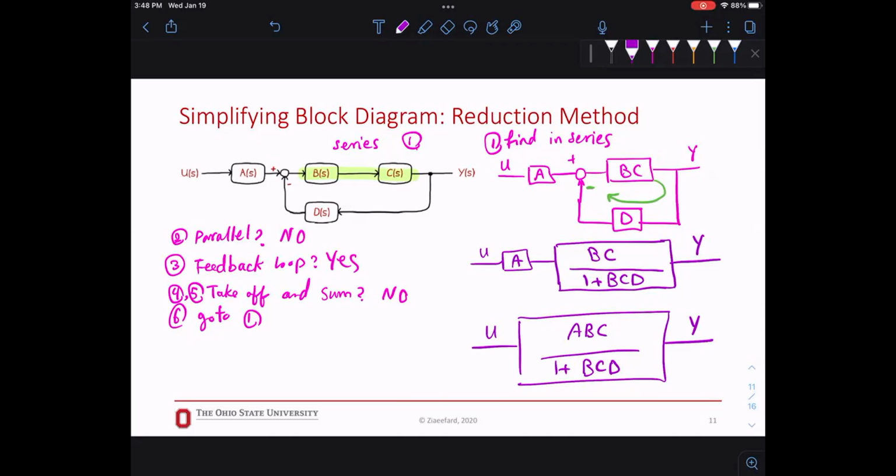I'm done. So I can write output is equal to A, B, C over 1 plus B, C, D, times U. If I was asked what's the transfer function, I would say Y over U, which is this block. So the transfer function of this system is this gigantic block. All right.